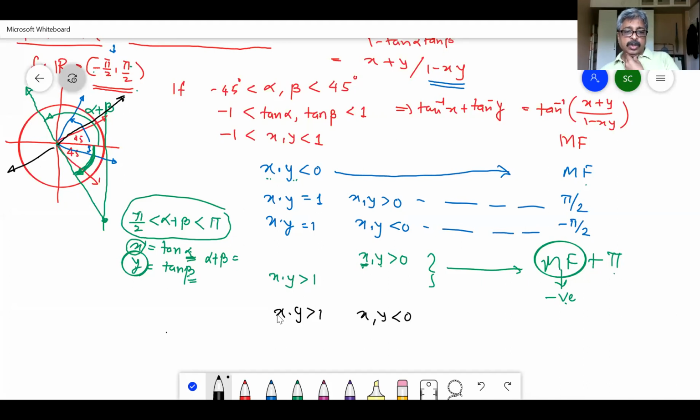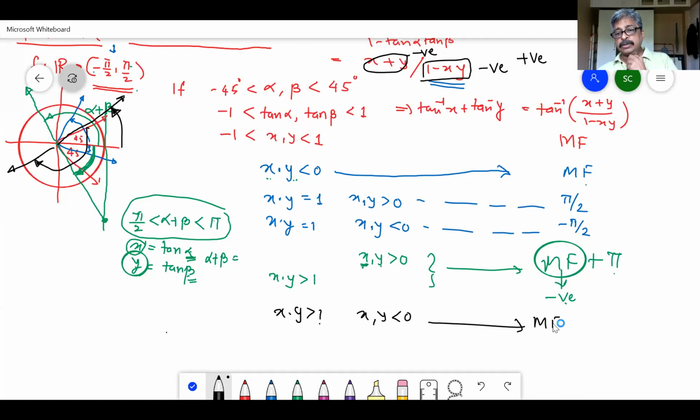Now how will it be positive? X into y is greater than 1, therefore denominator is negative. But x and y, both of them are less than 0, therefore numerator is also negative. And hence this ratio is going to be positive, right? And therefore tan inverse of a positive number will take you in the first quadrant. So it will report this angle. When you take tan inverse of x plus y upon 1 minus xy, you will get this angle. However, you want this angle, and therefore you should put main function minus pi.